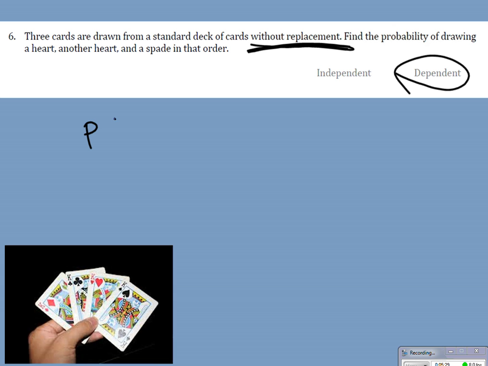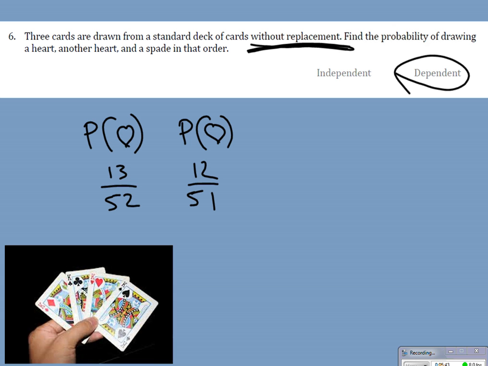So probability of drawing a heart is this. Remember, there's 13 of each suit, so there's going to be 13 out of 52. But then you've got to draw another heart after that, so it's going to be 12 out of 51. Then you've got to draw a spade. Well, there's still 13 spades in there, and now there's only 50 cards. So the probability of doing that is going to be multiplying all those together.